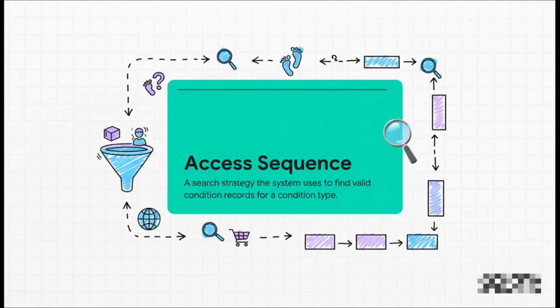And the last piece of the puzzle is the access sequence. This is our detective search plan. It's a pre-built, step-by-step strategy that tells the system how and where to look for a valid condition record. And this is crucial. It always searches from the most specific possible price down to the most general one. This logic guides the entire hunt.